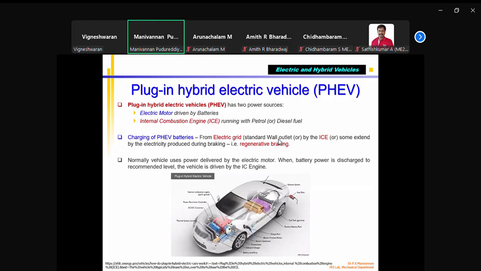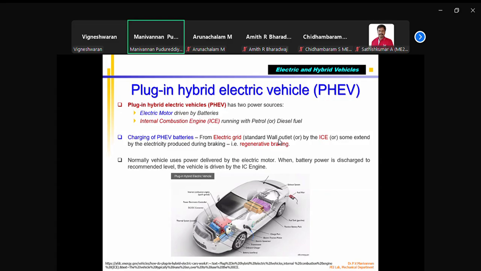The last type is what you call the plug-in hybrid. These are the 4 types we are talking about. In the plug-in hybrid vehicle, as again, once you say hybrid, definitely there are 2 power sources: one is the engine, the other one is the motor. What is the range? Correct? I need 100 kilowatt.